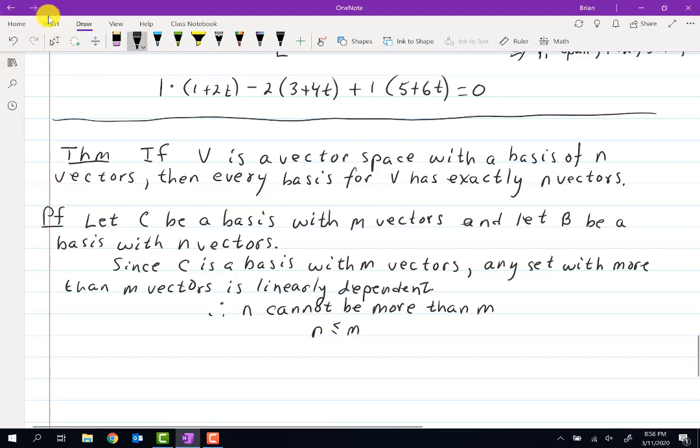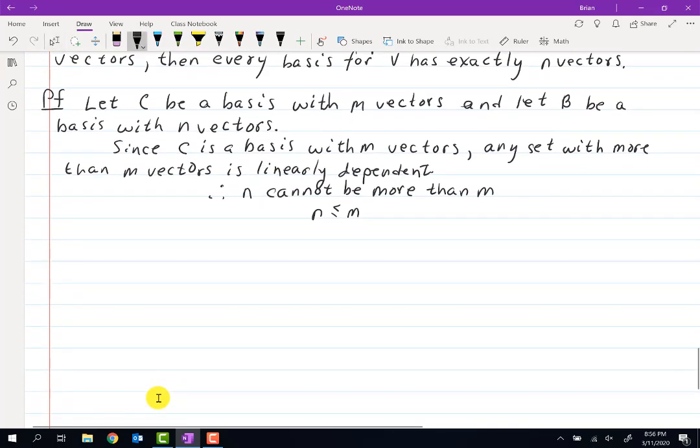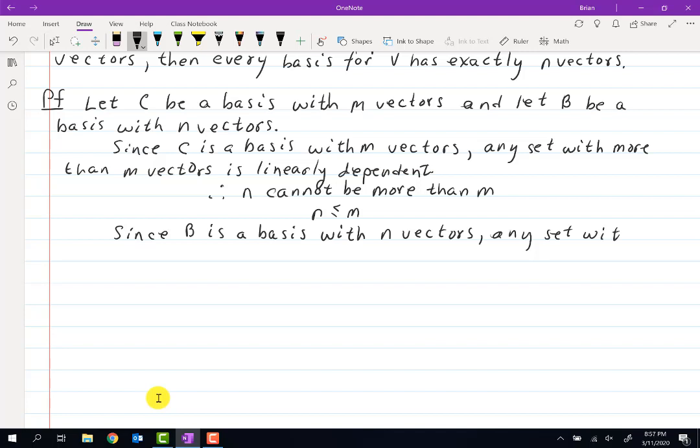But now you can play the same game on the other side. Since B, capital B, is a basis with n vectors, any set with more than n vectors is linearly dependent. This forces m to be less than or equal to n, same exact thing.